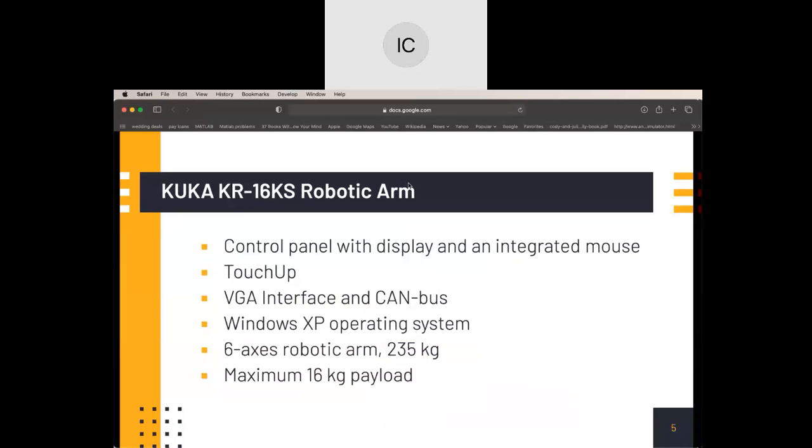Now, this robotic arm has a control panel with display and an integrated mouse. It has touch-up, which allows specific positions to be saved. Modules, functions, and data lists can be created and modified. It has a VGA interface and a controller area network, a Windows XP operating system, and altogether is a 6-axis robotic arm that weighs 235 kilograms with a maximum 16-kilogram payload.